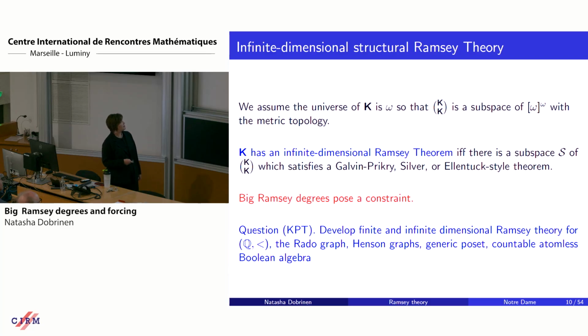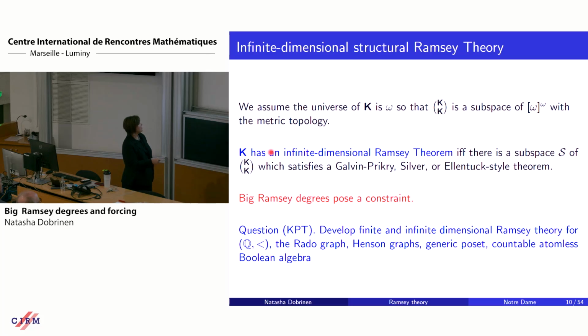So we'll say that K has infinite dimensional Ramsey theory if there's a subspace where it satisfies the Galvin-Prikry theorem, or even better, maybe the Ellentuck theorem. And the Big Ramsey degrees pose a constraint on this, because if you don't get down to one color for a finite set, how are you going to get down to one color for an infinite set, right? So you really have to develop the Big Ramsey degree theory before you can even start this question.